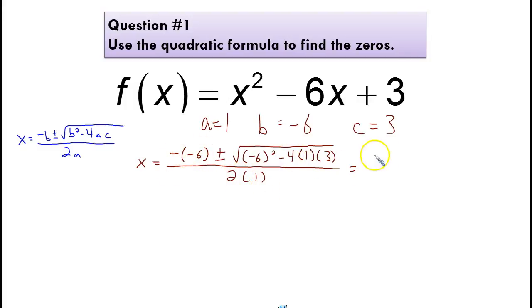So negative 6 is positive 6 plus or minus. I know I'm going to have a square root. Then I've got to do negative 6 squared, which is positive 36, minus 4 times 1 times 3. And that is going to be 24.